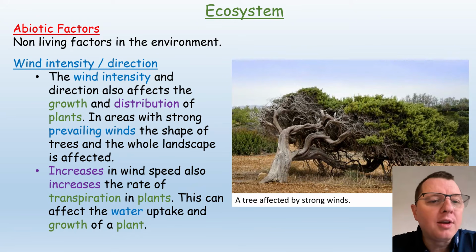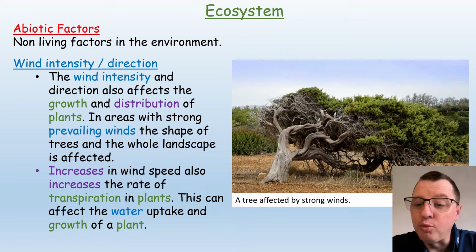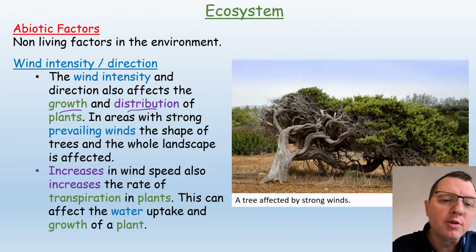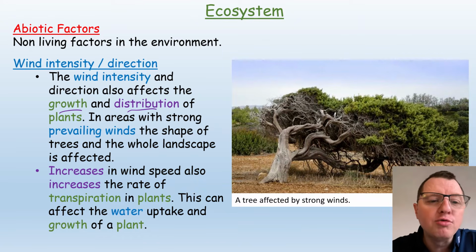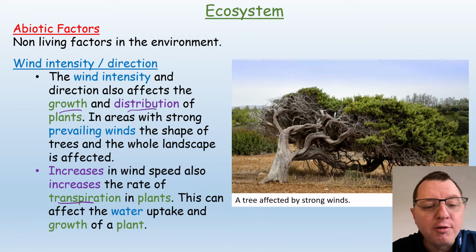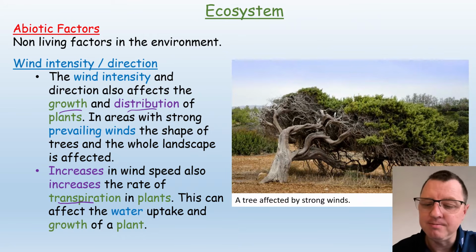So wind intensity is another abiotic factor on our list. Not just the wind intensity, but the wind direction. It will affect the growth and the distribution of plants. In areas with strong prevailing winds, the shape of the tree and the whole landscape can be affected. Increases in wind speed also increase the rate of transpiration in plants, and this can affect water uptake and the growth of plants as well.